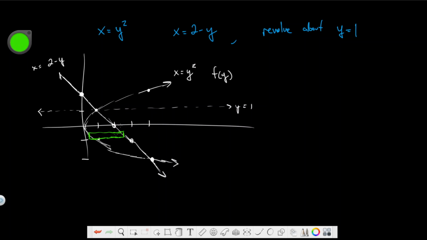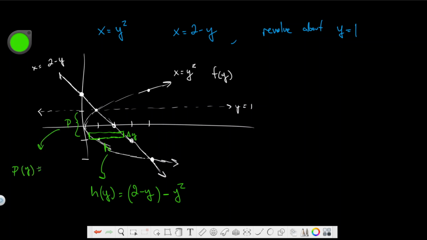All right, so what is the height here? The height is going to be a function of y, and it's going to be 2 minus y minus y squared. That's our height, because this is 2 minus y, we're subtracting y squared. And then we have our delta y right here. This is going to be an integral with dy. And then what is our average radius? What is the p-value?